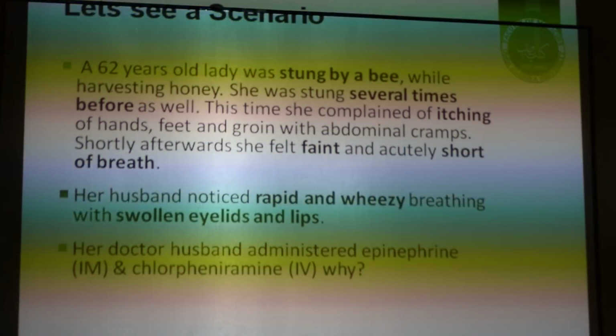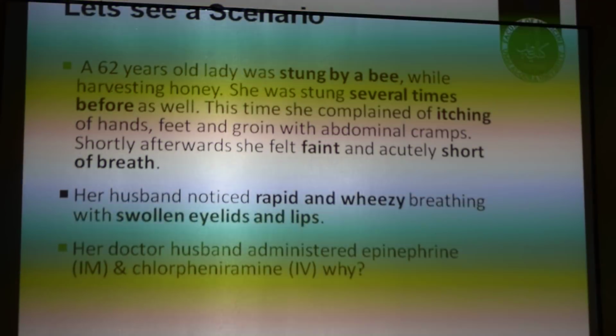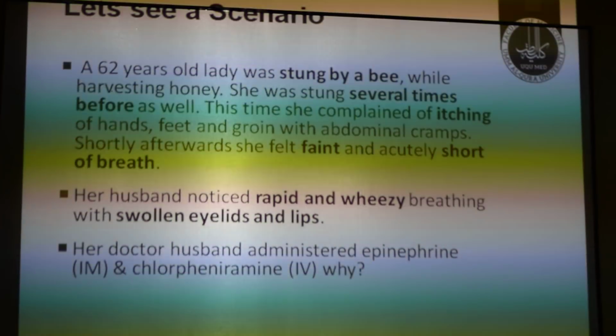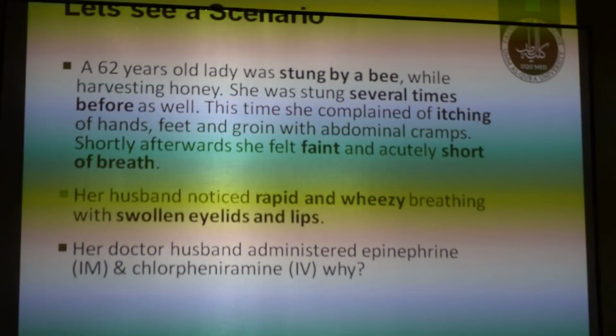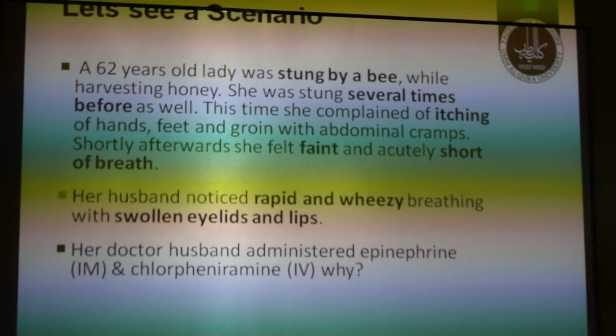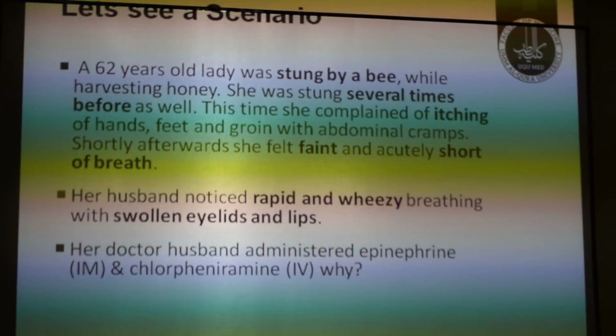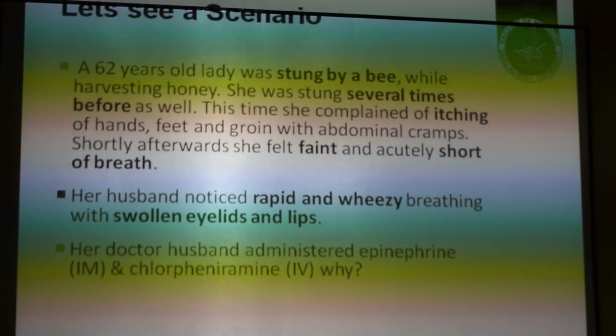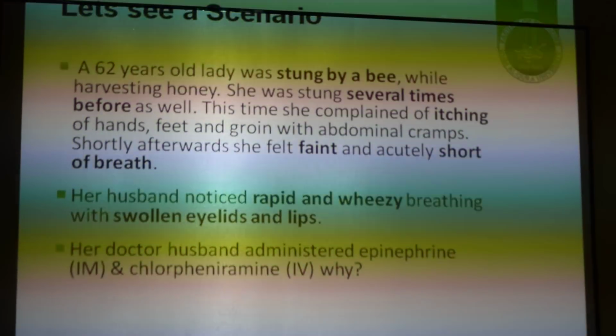So what is epinephrine? You all know? What can it do? It will actually reverse the effects. The airway will be dilated, while the vessels constrict, so it prevents hypovolemia and eases breathing. And what is chlorpheniramine? An antihistamine. It is given intravenously so that it immediately blocks the histamine that has been released by the mast cells.